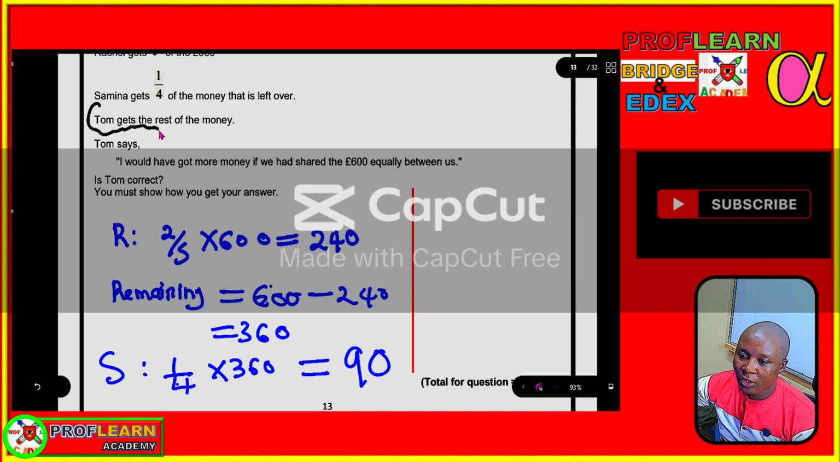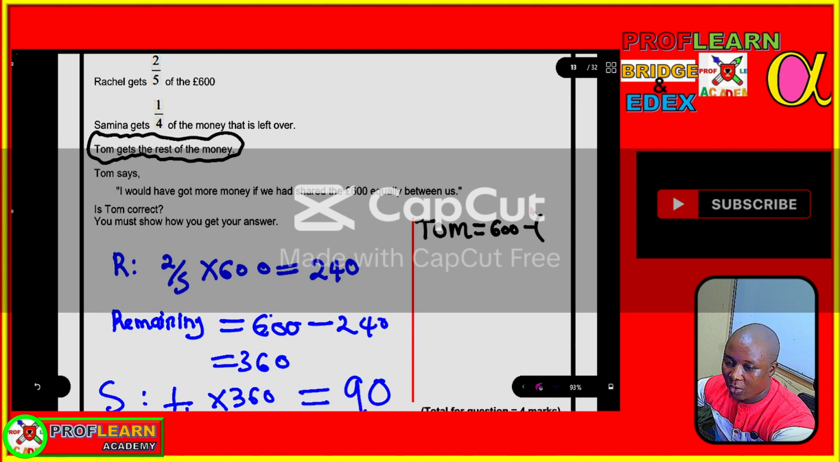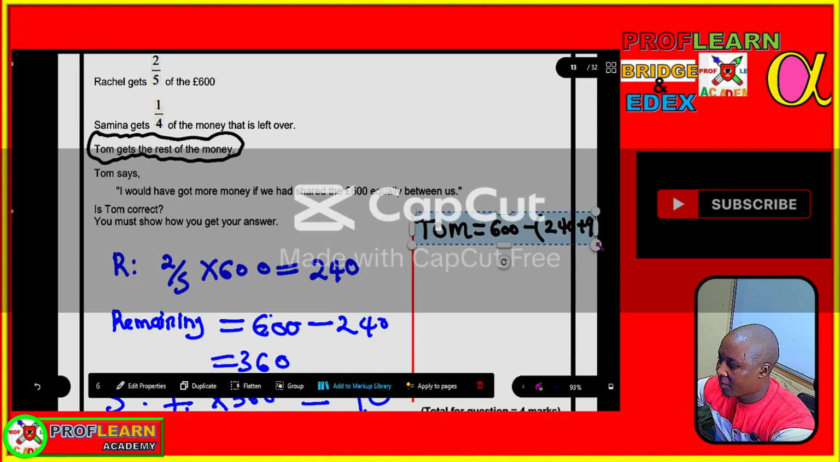And Tom is going to get the rest of the money. So Tom's share is going to be 600 minus what Rachel got, which is 240, plus 90, which is the share of Samina.